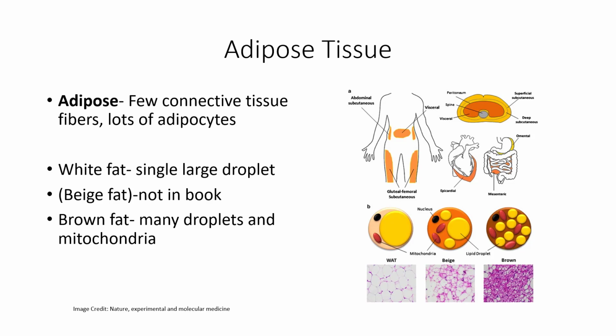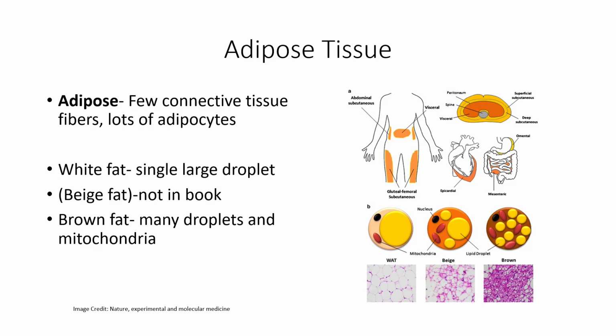White fat stores energy. Brown fat generates heat primarily in babies because these babies have not the best thermal regulation. They're very small, so they need to actually generate a little more heat. Brown fat is also present in adults, but not in a large amount. Most of the fat in adults is going to be white fat for the storage of energy in that single large droplet of fat.